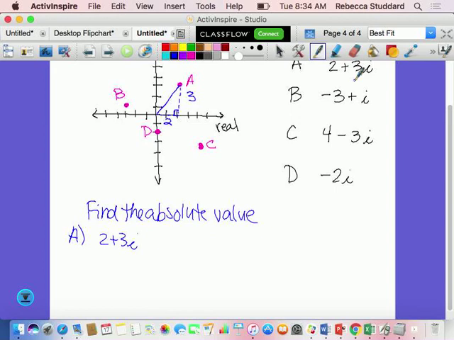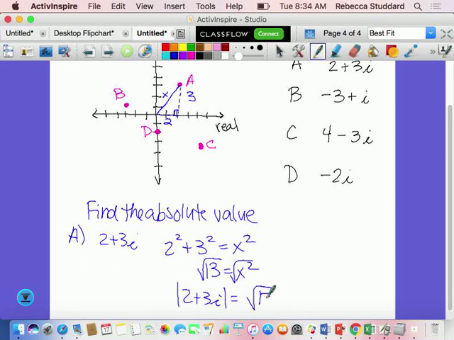So we would say that our distance, or our absolute value of this, is 2 squared plus 3 squared equals x squared. So that's going to be 4 plus 9, which is 13. And then how will we solve for x? The square root. And so our absolute value of 2 plus 3i is equal to the square root of 13.